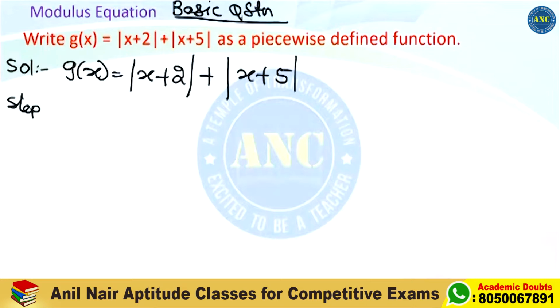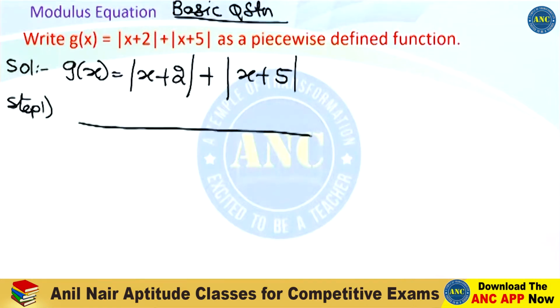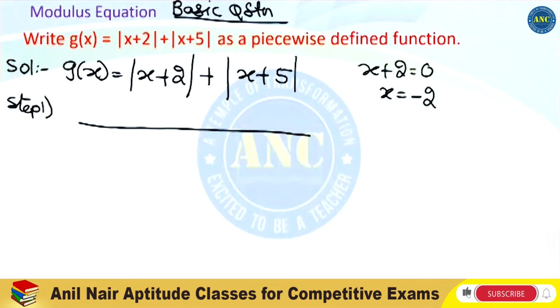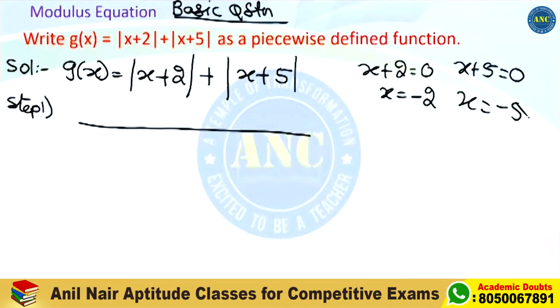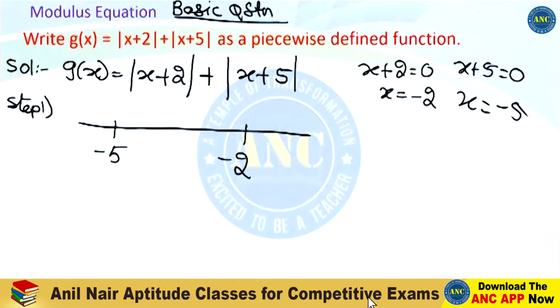Step number 1. Take a number line. Plot it very carefully. What is a critical point? Whatever is inside the bracket, equate it to 0. x plus 2 equals 0, x equals minus 2. x plus 5 equals 0, x equals minus 5. So minus 5 lies to the left hand side of minus 2. Don't make the mistake of writing minus 2 to the left hand side of minus 5. Negative minus 5 will come to the left hand side.